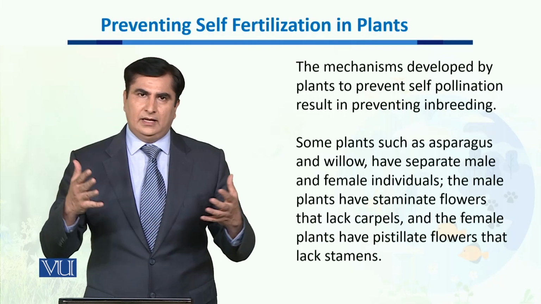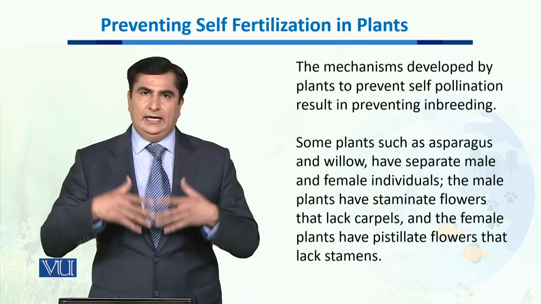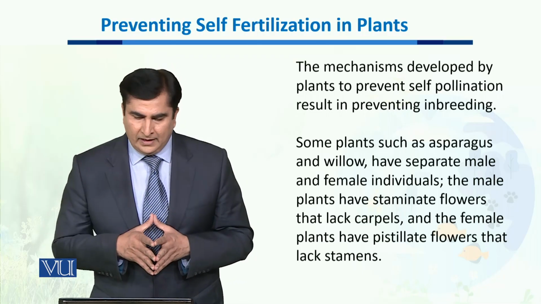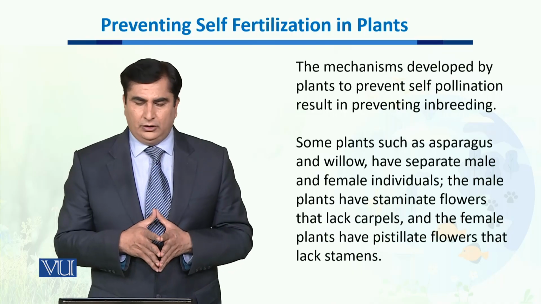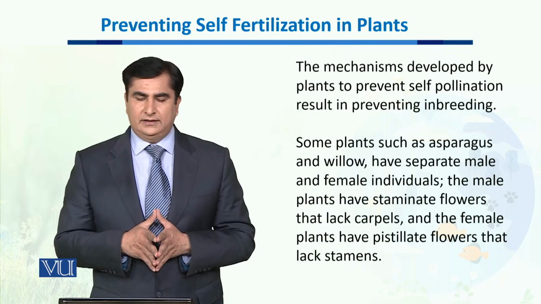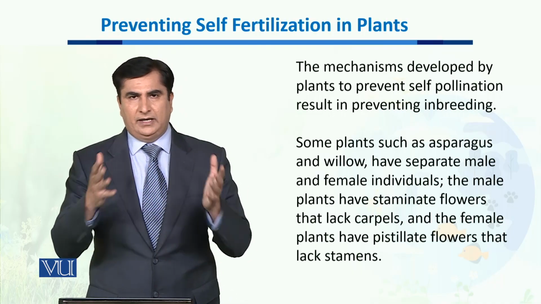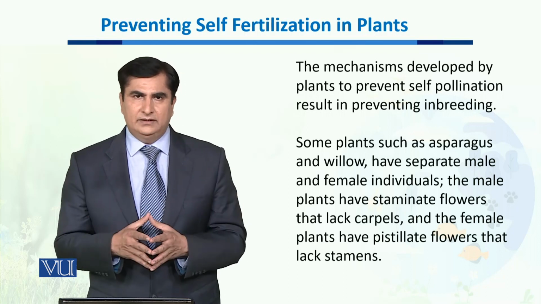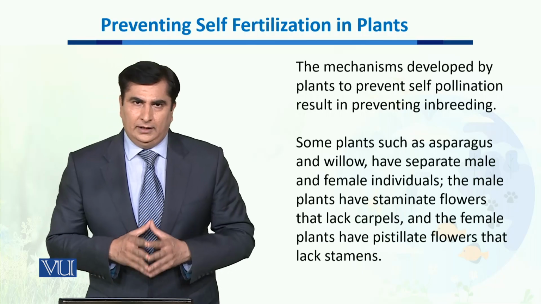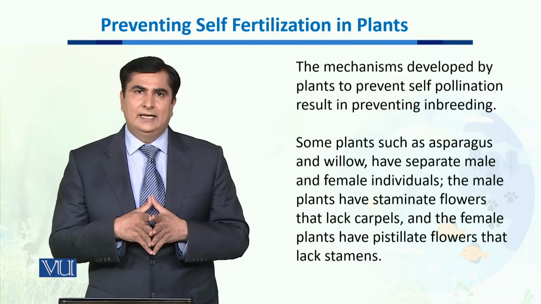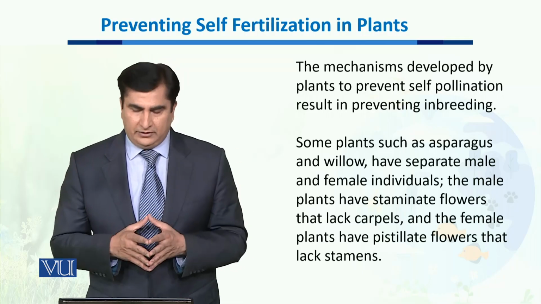Now, there are certain other mechanisms developed by plants to prevent self-pollination, which result in the prevention of inbreeding. Some plants, for example, asparagus and willow, have separate male as well as female individuals. The male plants have staminate flowers, but they lack the carpel or the female part, while the female plants have pistillate flowers, meaning the female part, but they lack the stamens or the male part. So the presence of only one part ensures cross pollination and results in cross fertilization and more genetic diversity.